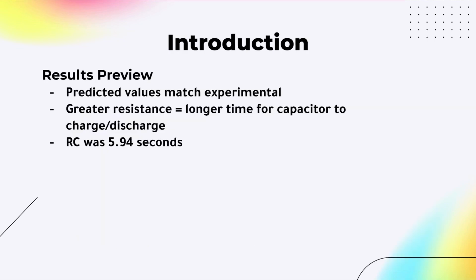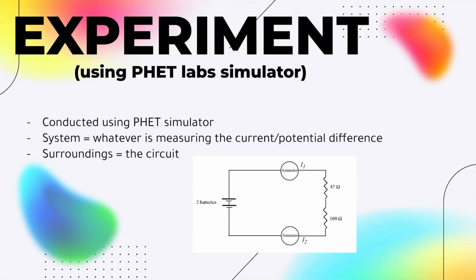A brief preview of the results shows that predicted results arrived at by using the rules mentioned before match the experimental data. Greater resistance resulted in longer charge and discharge times, and the final RC that was calculated was 5.9 seconds, which we will also see later. We will do 7 experiments using a PhET computerized circuit simulator. Our system will be what is measuring our current and potential differences, and our surroundings will be the circuit itself.